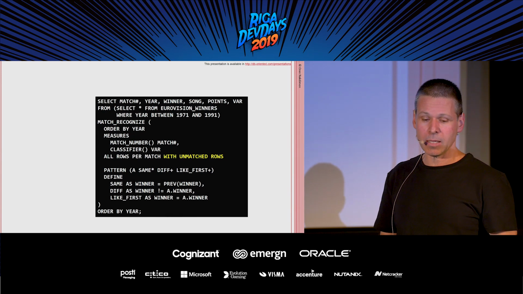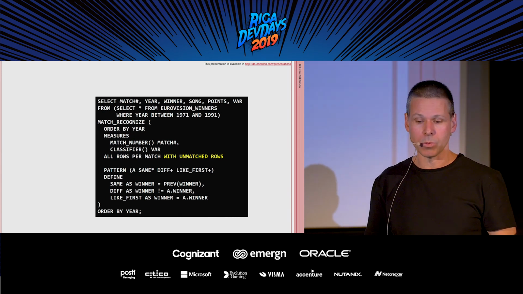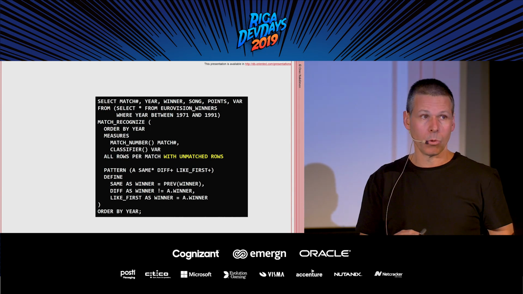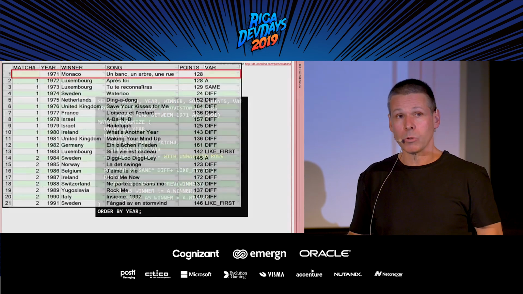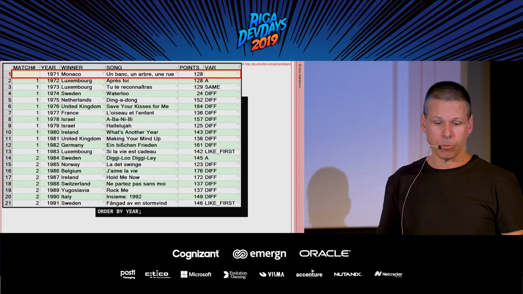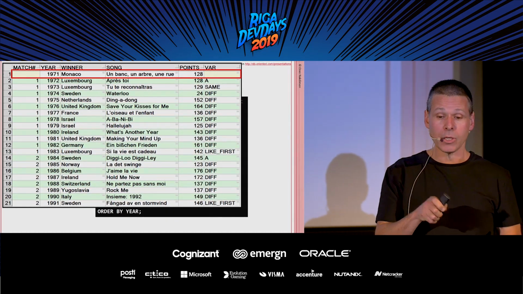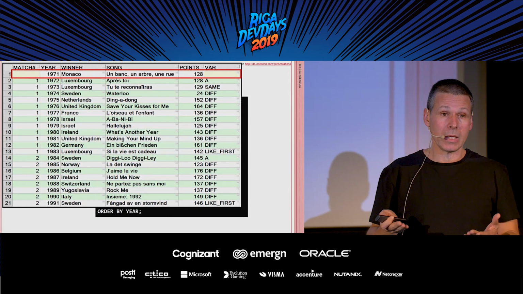And the second capability is all rows per match with unmatched rows, which gives us all the matched rows as before, but in addition, we also get rows that are not part of any match. So in our example, now we also get Monaco, and we can see that the match number and the classifier are null, because Monaco is not part of any match.